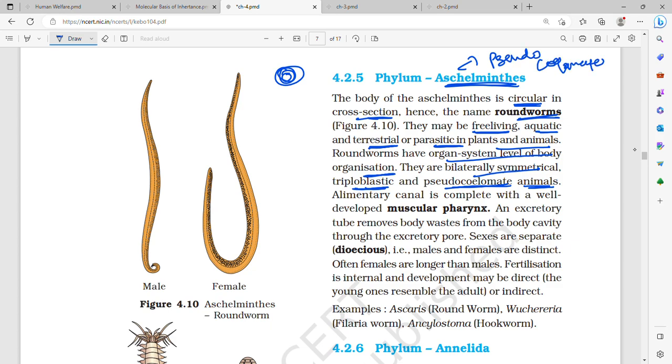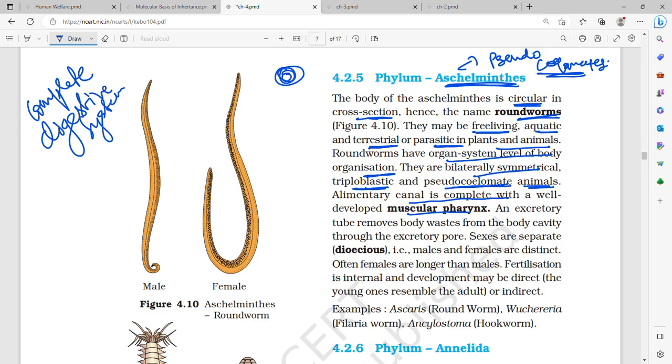Only phylum which are pseudocoelomates. That is, their mesoderm is present in patches. Alimentary canal is complete with a well-developed muscular pharynx. So they have a complete digestive system, again the first one to have a complete digestive system. Excretory tube removes body waste from the body cavity through excretory pores.